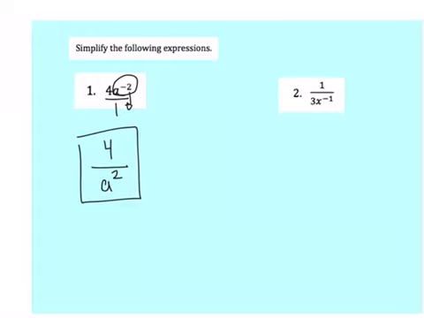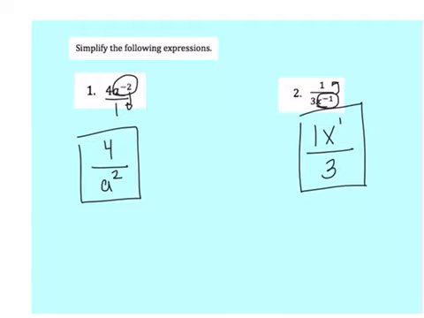So number 2 is kind of the exact same thing. That x to the negative 1, I don't like that to be a negative, so I want to move that. It's going to cross the line and change the sign. Everything else needs to stay where it is because they're not negative. So I'm still going to have 1, x to the 1 now, divided by that 3 has to stay on the bottom because that does not have a negative power.